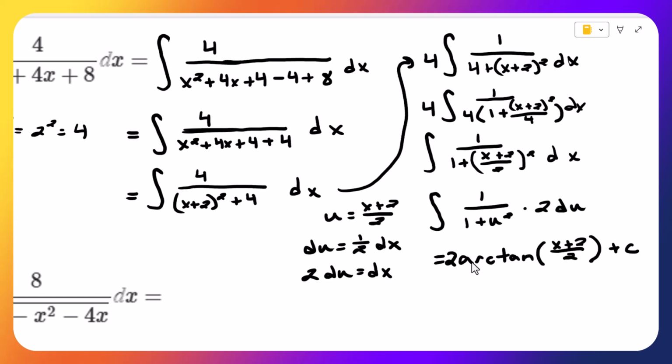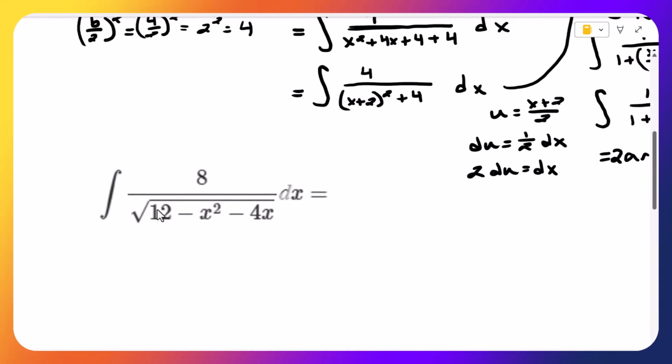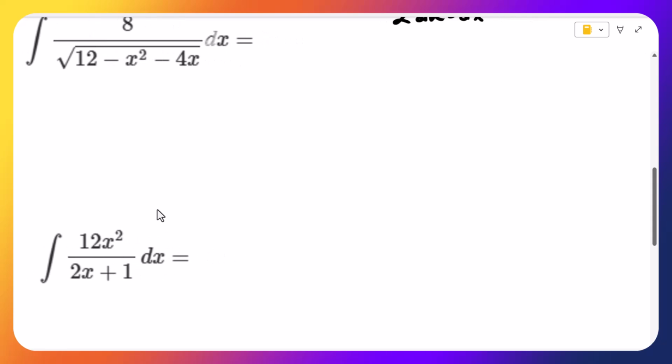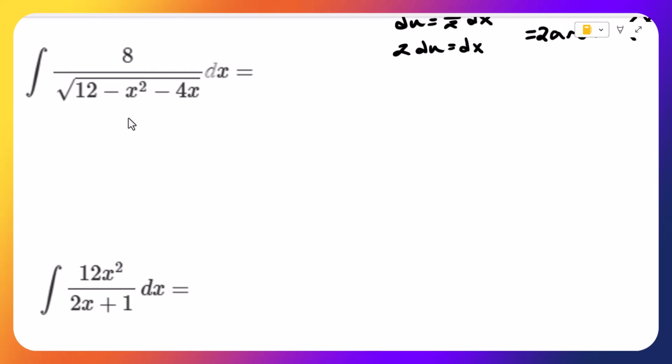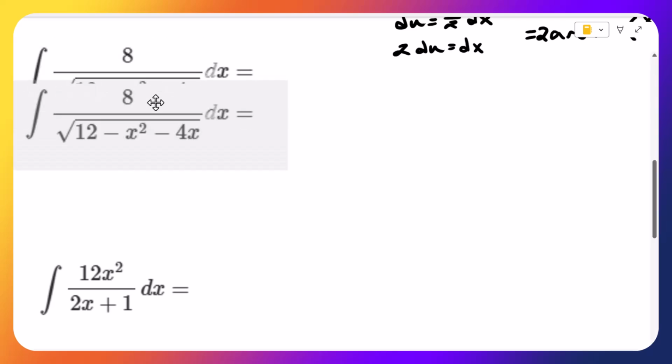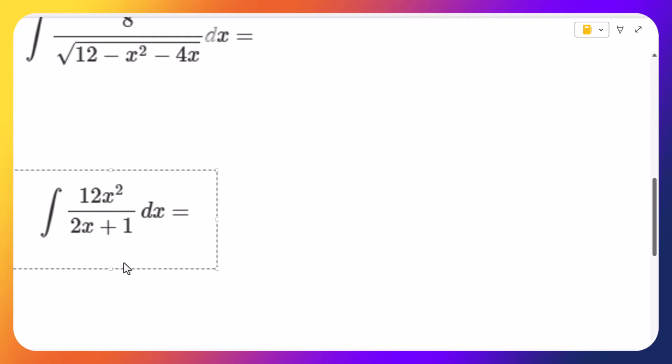Okay, so there's our first one. That's our antiderivative of this. Yep, just making sure I got the right answer. All right, I'll come down here, go ahead and try these two on your own. When I come back, I'll have this one, and I'm probably going to move them down a little bit so I give myself some more space.